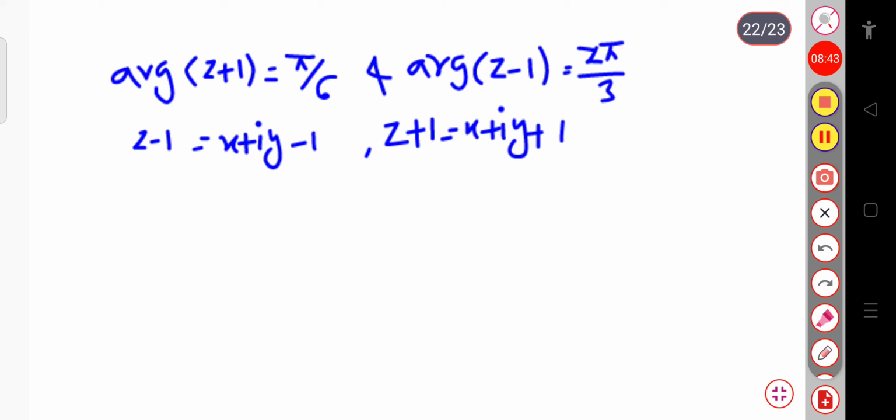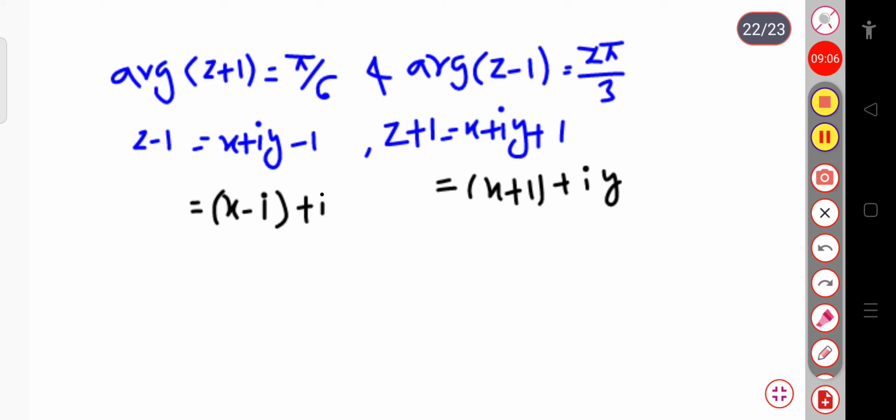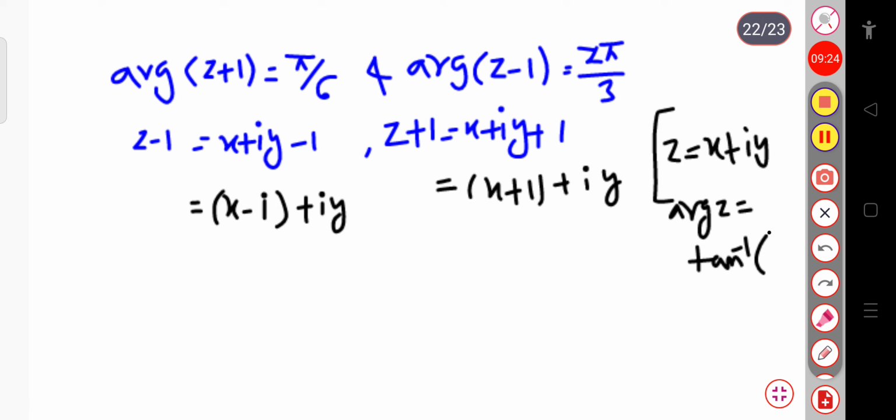So first of all, you can see the argument of z plus 1 and the argument of z minus 1 is given. From this expression, z plus 1 equals x plus 1, this is the real part, plus iota y, the imaginary part, and here also x minus 1 is the real part plus iota y, the imaginary part. So in general we can write z equals x plus iy, so that if I write the argument of z, it equals tan inverse of y by x. So this is the rule.